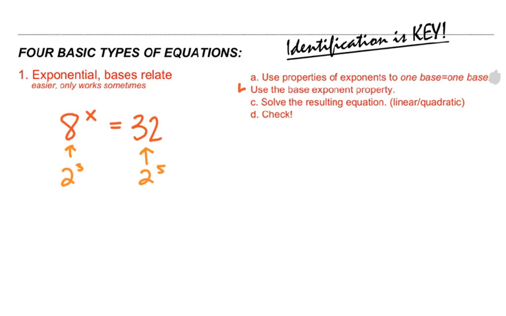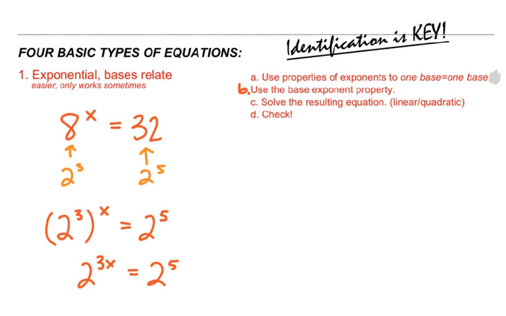Step A says we use the properties of exponents to write this as 1 base equal to 1 base. So I'm going to rewrite this as 2 cubed to the x equals 2 to the 5th. And that can be simplified because a power to a power we multiply. So I have 2 to the 3x equals 2 to the 5th.